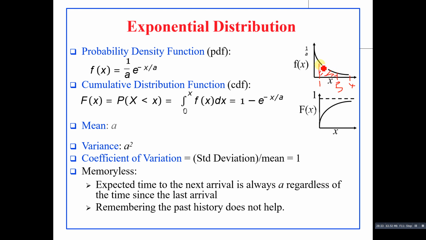So this PDF is a function here. For exponential distribution, the function is f(x) equals 1 over a, where a is the mean, times e to the power of minus x over a. If you want to find the area, you have to integrate. Integrating gives the CDF, where you find the probability that the value will be between 1 and 3. So this is a cumulative distribution function. You integrate f(x), and you get 1 minus e to the power of minus x over a.